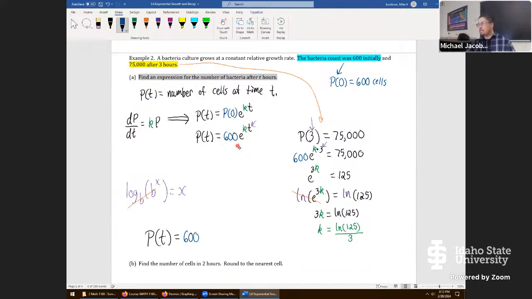600 goes in, e to the power. Solving for k is the hardest part about this. We're just going to multiply by t right here. It'll look like t times the natural log of 125 divided by 3. So that's how we'd probably usually write it.